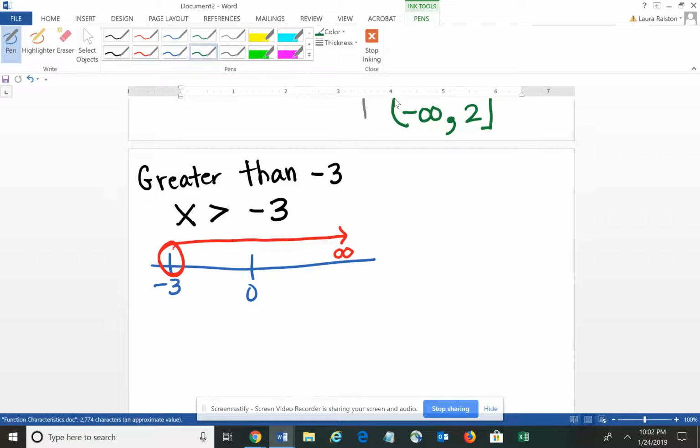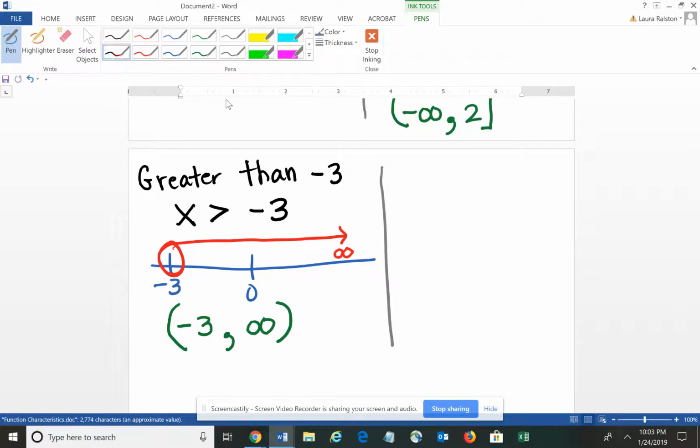So again, writing it in interval notation, working left to right, we would start, in this case, at -3 and go to positive infinity. We cannot use -3, so it gets a parenthesis, and infinity always gets a parenthesis, again, because of the idea that it keeps going on forever and ever and ever.